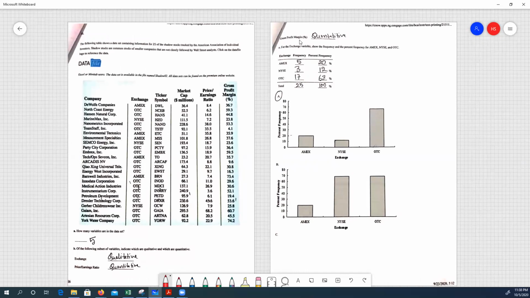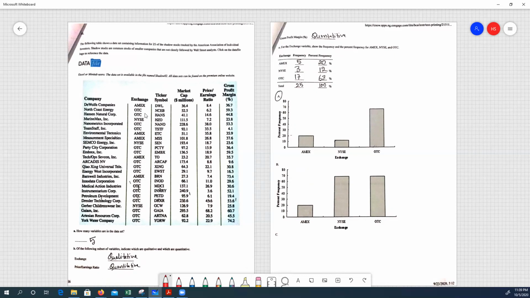So now the gross profit margin is quantitative because they are also numbered. So this is quantitative. For the exchange variable, show the frequency and percent frequency for MX, NYSE, and OTC. Okay, so here, these are the 3 different types of exchange. And frequency means how many times each one occurs. So how many times MX occurs, how many times this one occurs, how many times this one occurs.